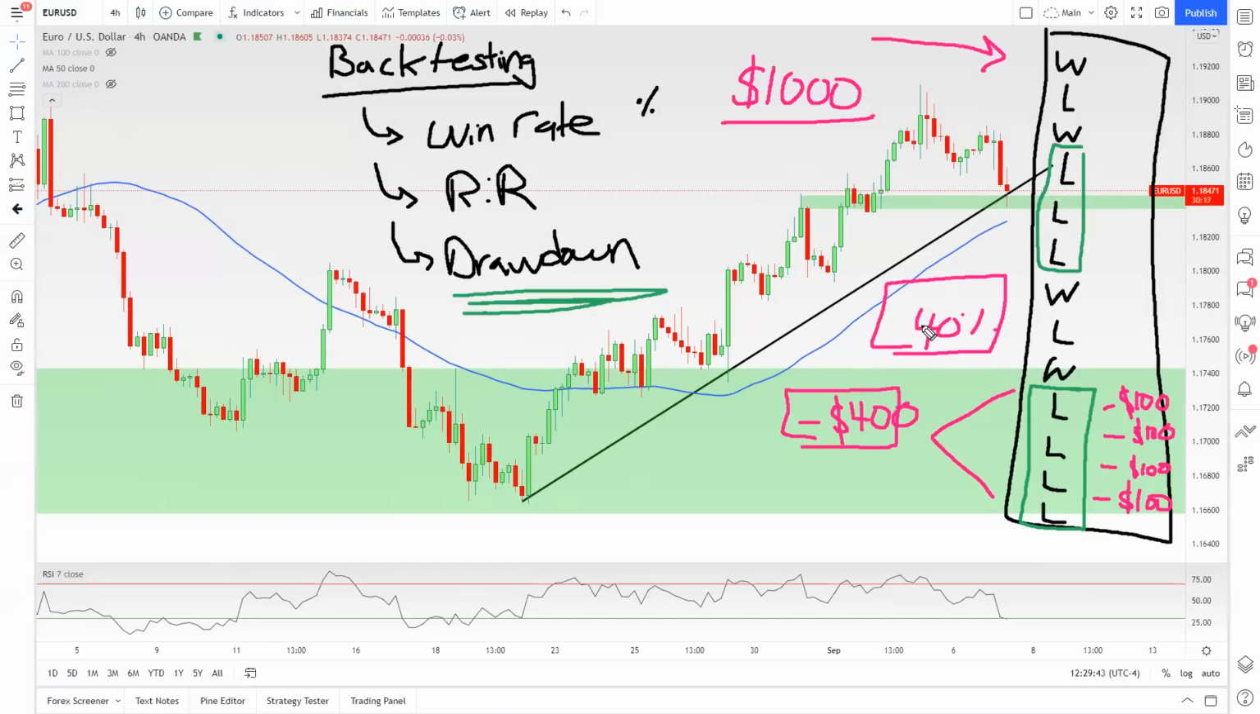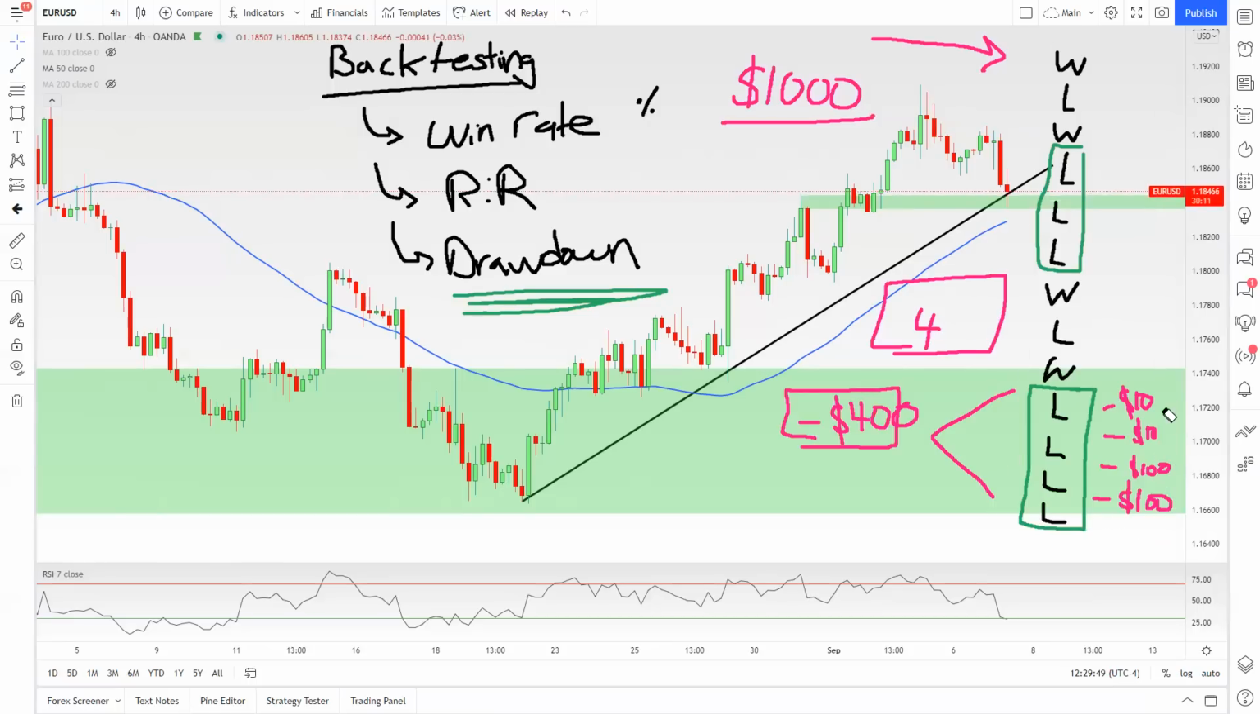That's trouble territory. However, again, we go back to proper risk management being in place. You're risking $10 a trade, $40 down on a $1,000 account. That's really not that bad. In that case, a 4% drawdown is totally recoverable, and we can still bring things back around.